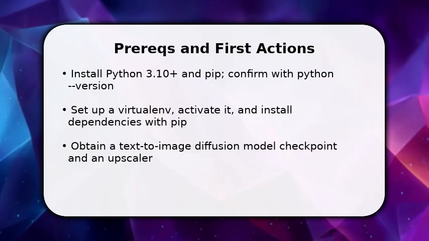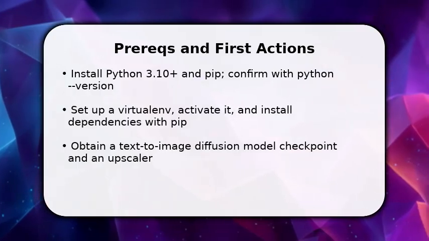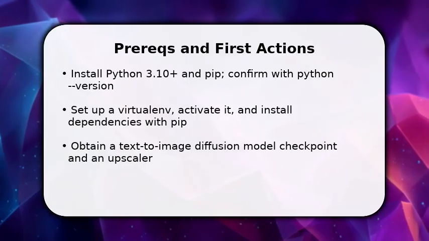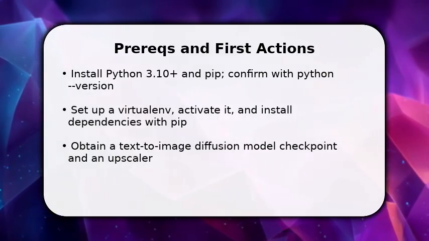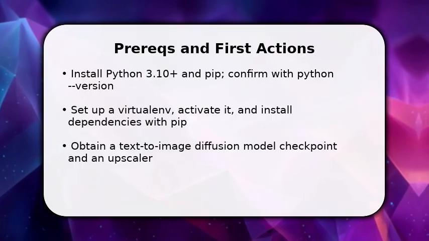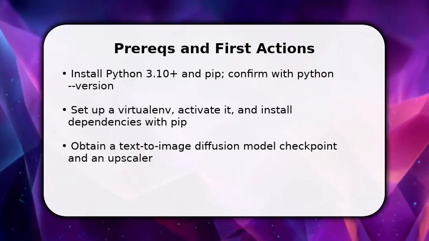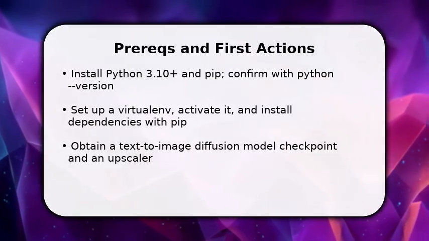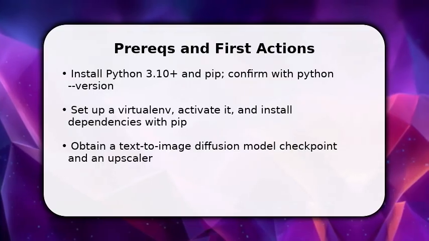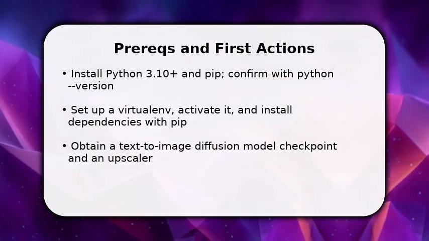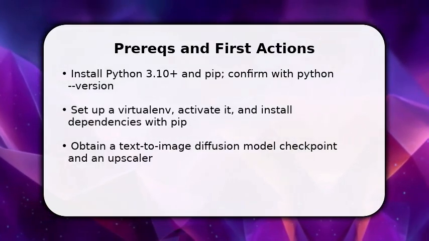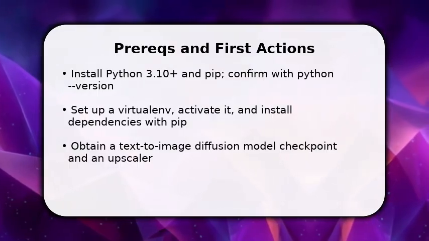Enjoy the video. You begin by preparing the environment and getting the core files. Install Python 3.10 plus, create and activate a virtualenv, then pip install required libs. Once done, download a compatible diffusion checkpoint and a high-quality upscaler. Make sure licenses permit use. You should place model files in a models/ folder and verify hashes.